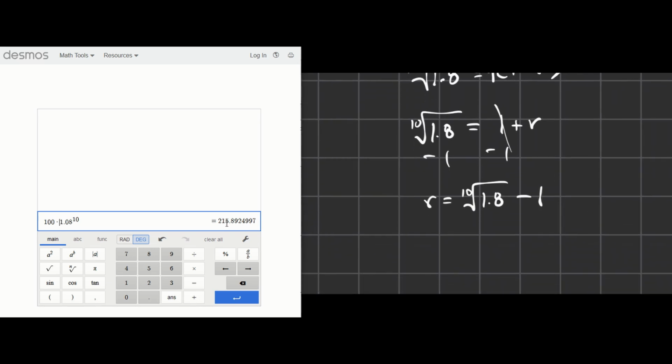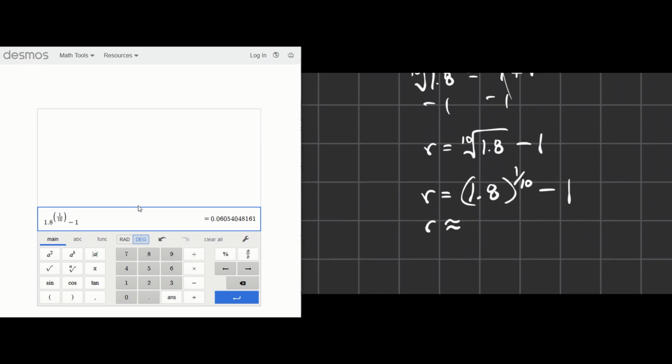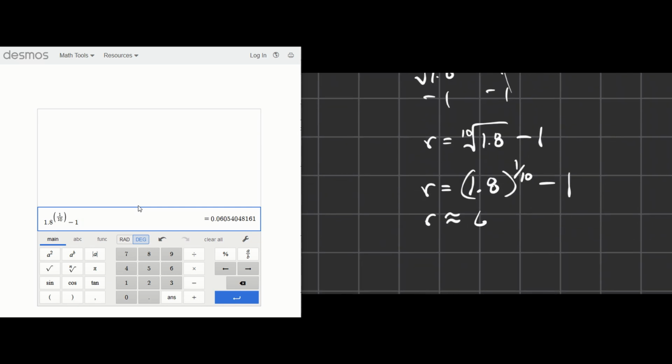That's our annualized rate. Now, for typing this in the calculator, it's actually a bit easier if, instead of the 10th root, you take it to the 1 over 10 power. All right, so let's see what that would be. I'm going to take 1.8 raised to the 1 over 10 power. Be careful if you're putting this in a regular handheld calculator. You might want to put this in parentheses. And then we're going to subtract 1. All right, so you can see here that our annualized rate is approximately 6.05%.